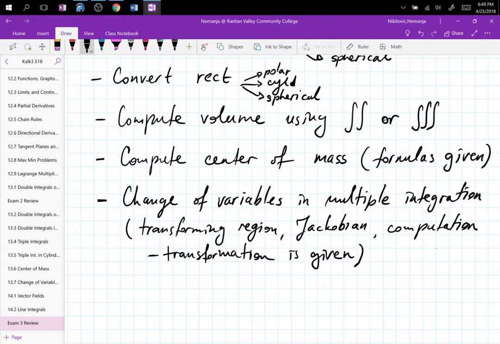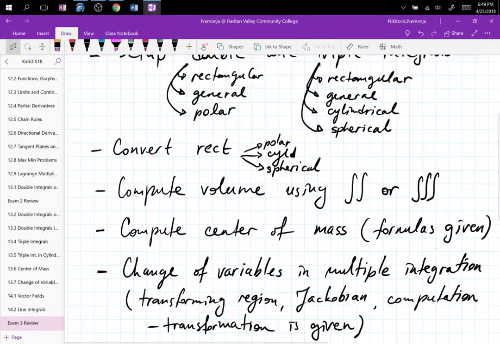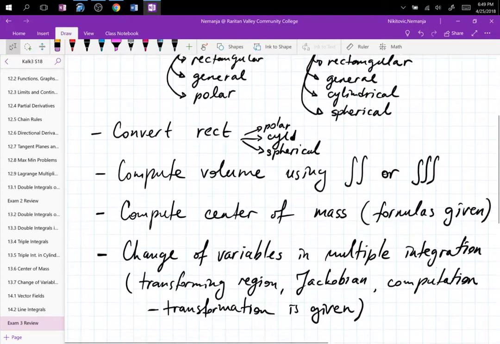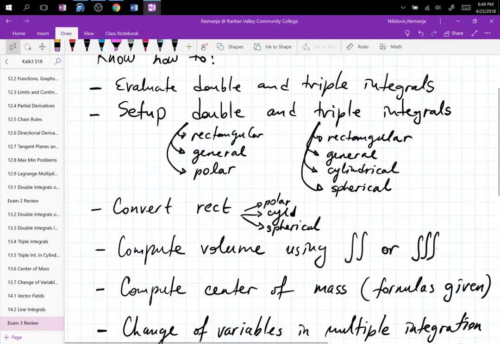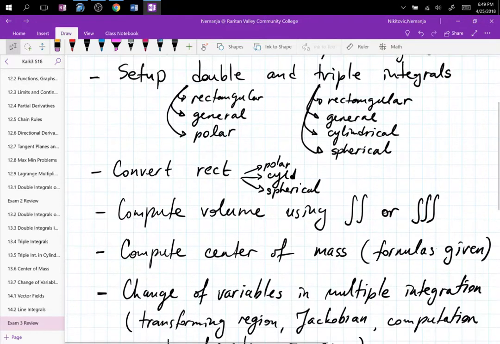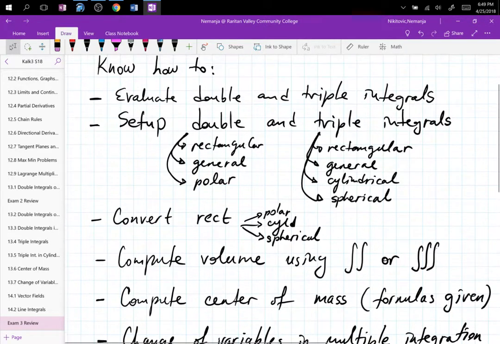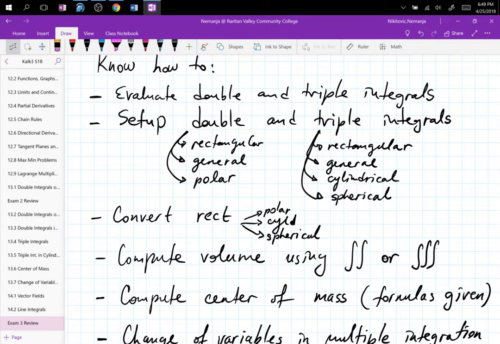So that is the shopping list for the exam, and I said 6 to 8 problems. You have 6 bullet points over here, but don't forget that the second bullet point branches into 7 things. So this is not 6 bullet points. This is actually 12 bullet points. Okay.